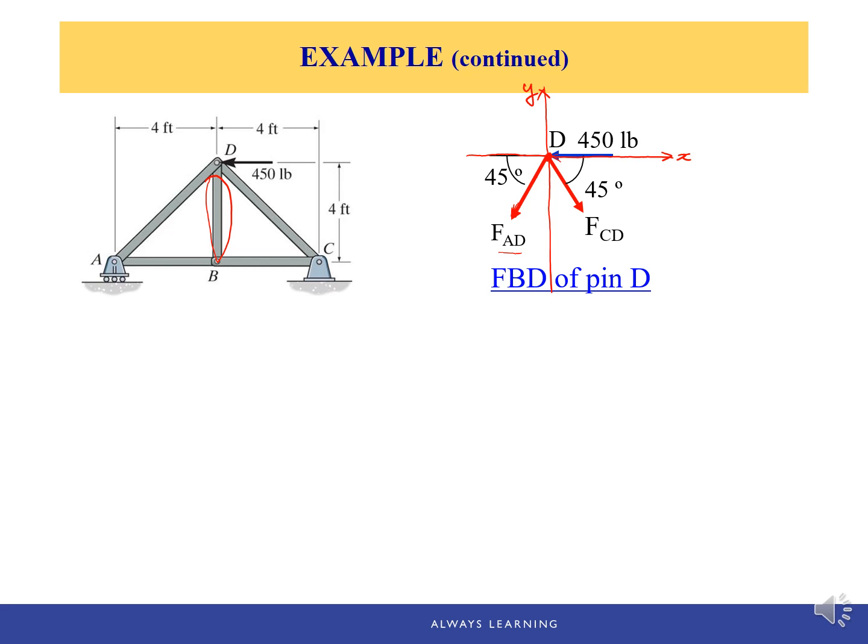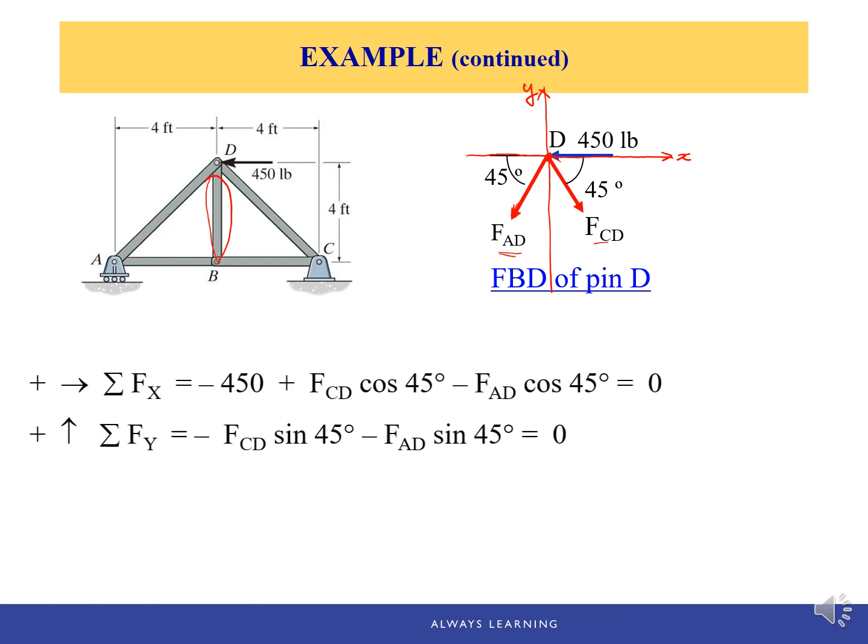Same idea for this member CD. The force exerted by the member CD on pin D, and we assume the member CD is in tension as well, so it's pulling away from the pin D. And put angles on your free body diagram to help you write the equilibrium equations. Now again, if we check our free body diagram, we have only two unknowns, FAD and FCD.